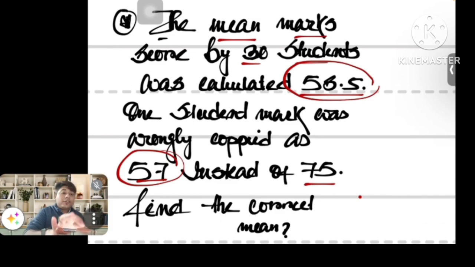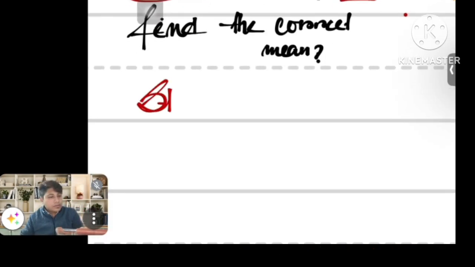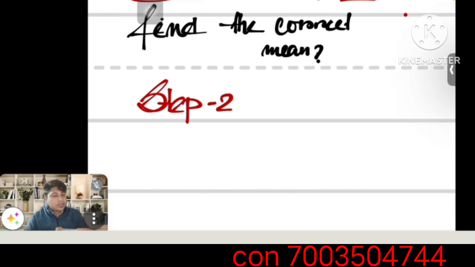So how to do this question? There are a few steps. Let me clarify for you. Step number one. Always go by this question following the steps. First, you have to calculate the total marks.